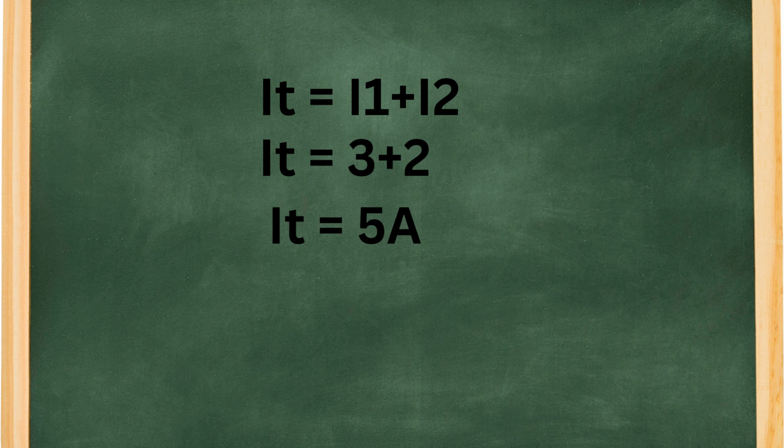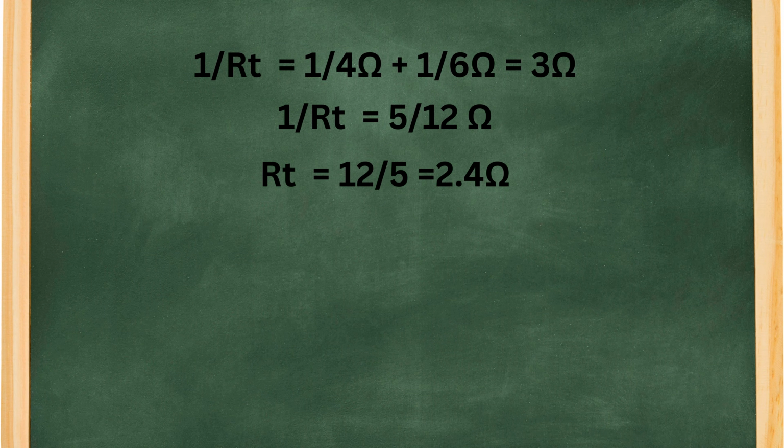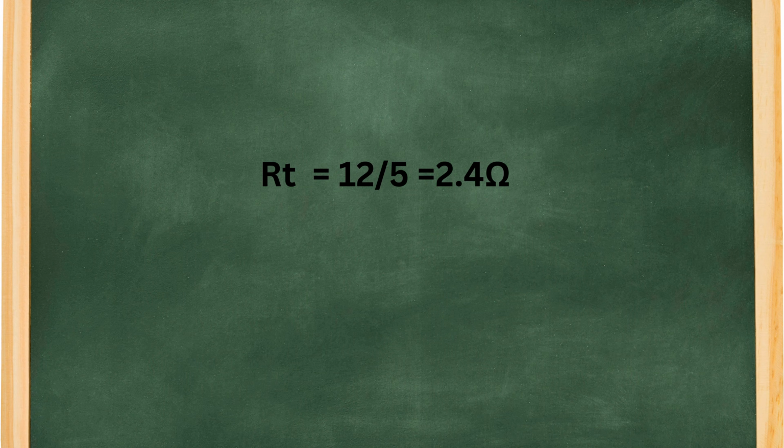To find the total resistance, we use 1 over R total equals 1 over 4 ohms plus 1 over 6 ohms equals 3 over 12 plus 2 over 12 equals 5 over 12. So R total equals 12 over 5 ohms equals 2.4 ohms.